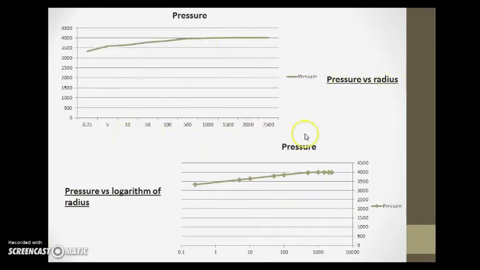These are the two graphs that we draw based on the values that we obtain for P. As you can see, this is the pressure versus radius. We have increasing pressure according to radius. And this is the graph based on pressure versus logarithm of radius.